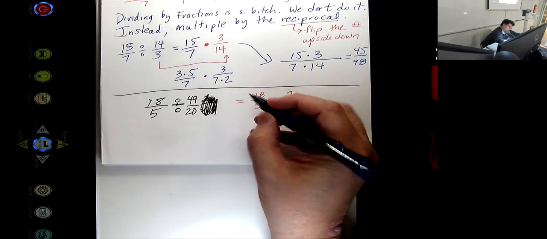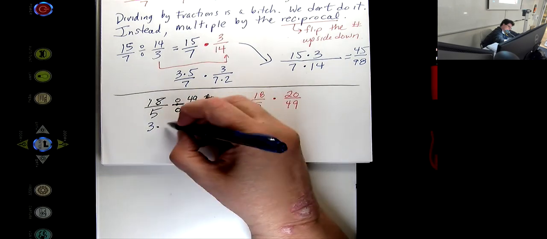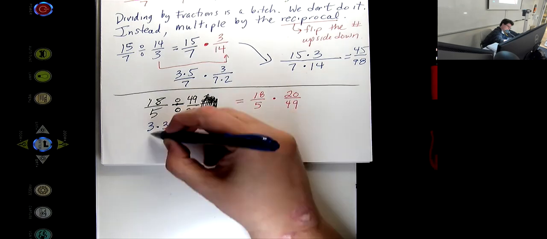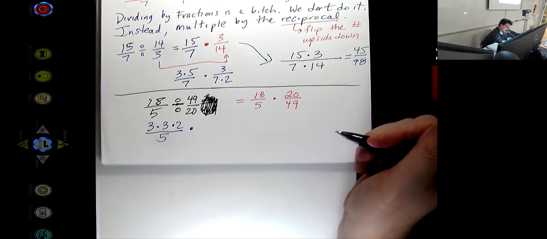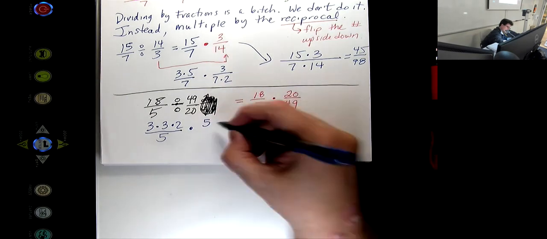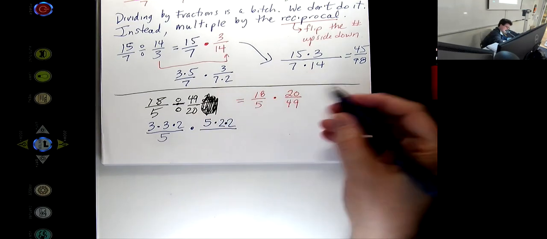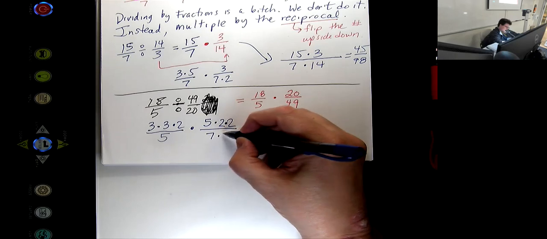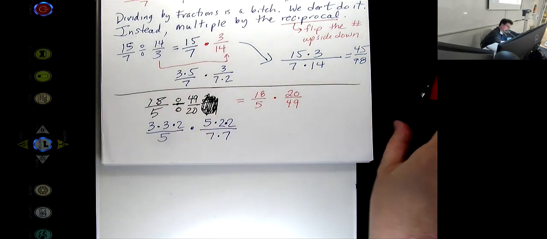18 is 3 times 6. And 6 is 3 times 2. And on the bottom I have 5. 20 is 4 times 5. And then the 4 is 2 times 2. So I can break down the 20 into that. 49 is 7 over 7. Not a lot canceled out here. Just the 5.